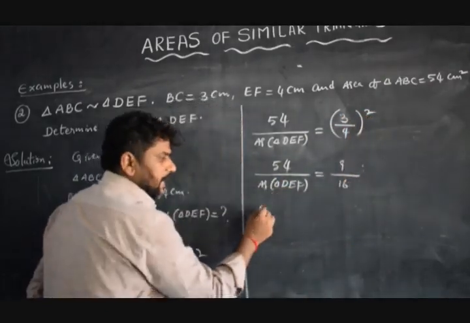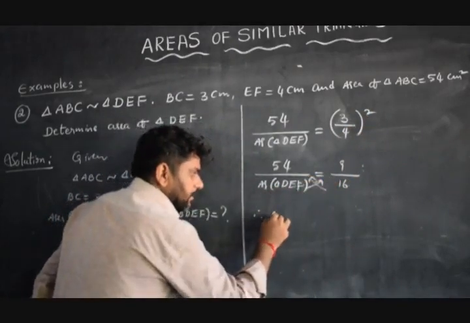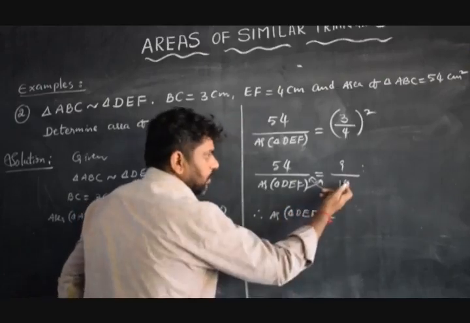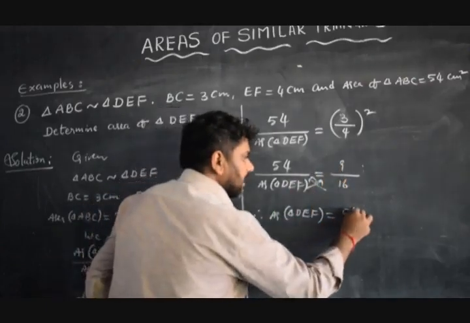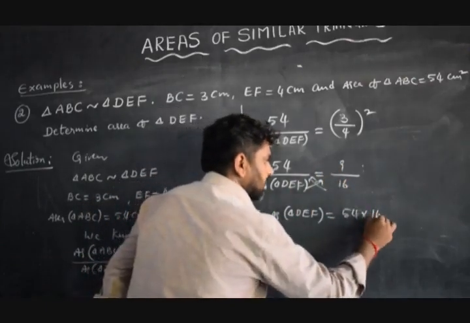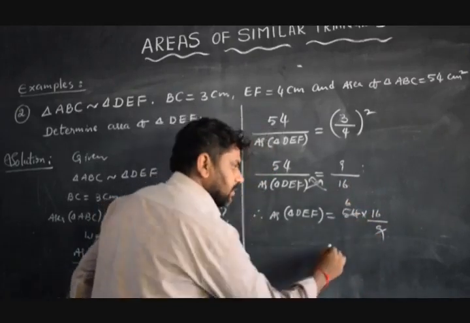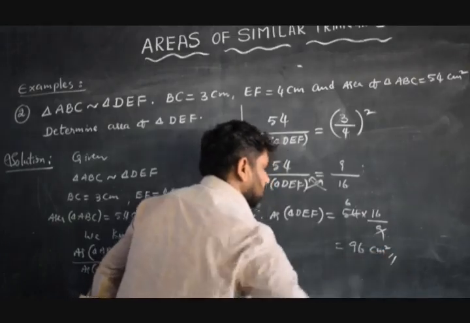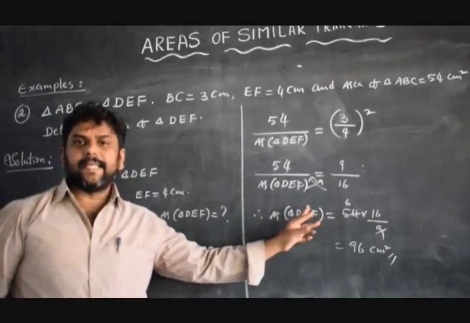Now we want area of triangle DEF. Go for the cross multiplication. Therefore area of triangle DEF is equal to, this value brought to this side becomes reciprocal, 16 divided by 9. So 9 sixes are 54, 9 sixes are 54 again. Finally 96 centimeters square. So in this way we can find area of triangle DEF.